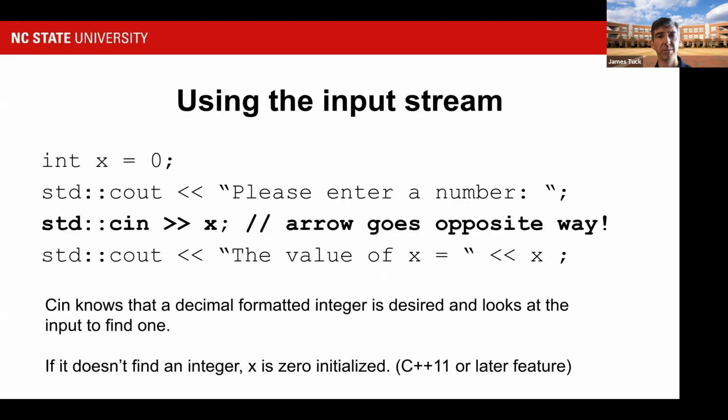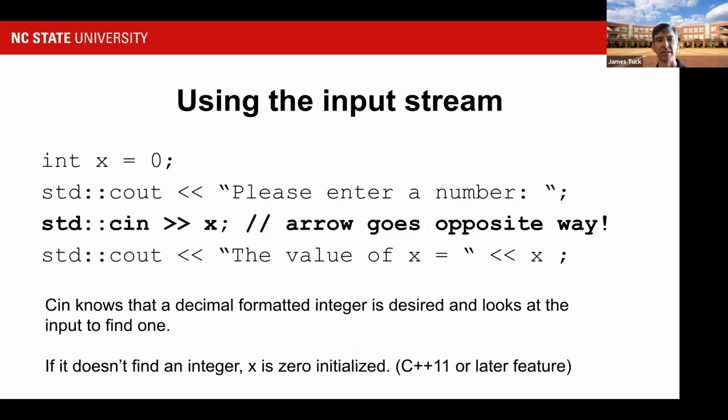We can do something similar with the CIN object, but it's an input stream. And so what you're going to notice here is that the arrow goes the opposite way. Instead of something going to standard out, something comes from standard in. And so we use the right shift operator to show that something's coming out of standard in. It's coming from the input and going into that variable. And the arrow points into X to indicate we're going to write something into X.